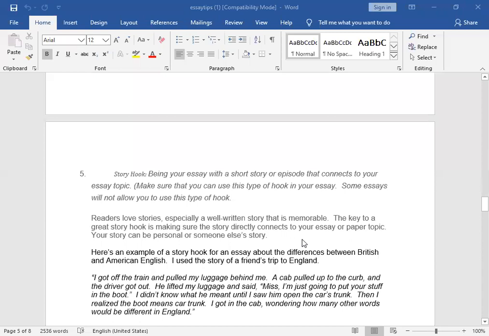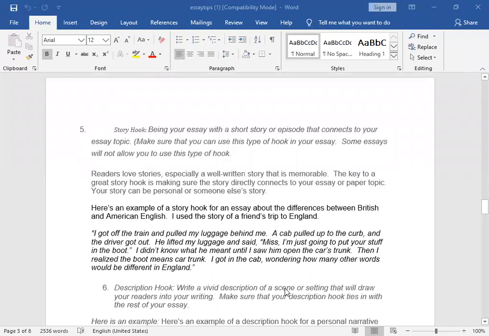Readers love stories, especially a well-written story that is memorable. Whoever is going to read your composition would want to read a good story. In order for him or her to award you marks, your story must be appealing. Here is an example of a story hook from an essay about the difference between British and American English. It is like Somali language spoken in Ethiopia, the one spoken in Kenya and the one spoken in Somalia itself. There could be some changes here and there, and even placement of words differently. So this hook is very easy and clear.